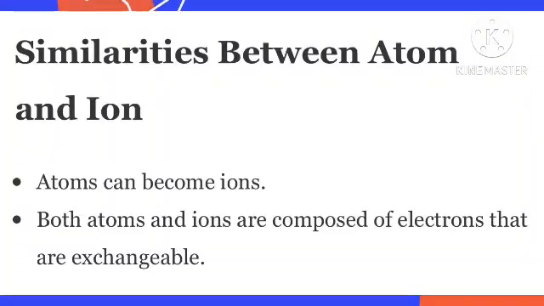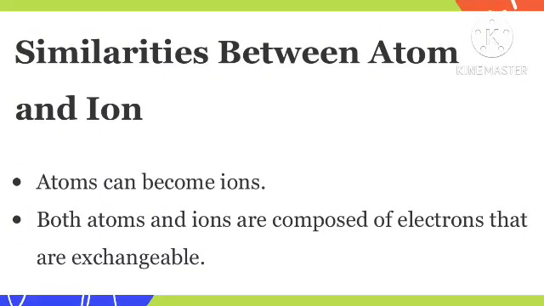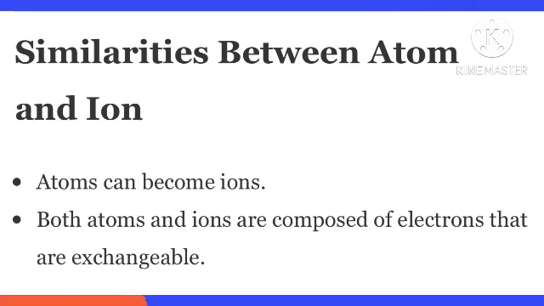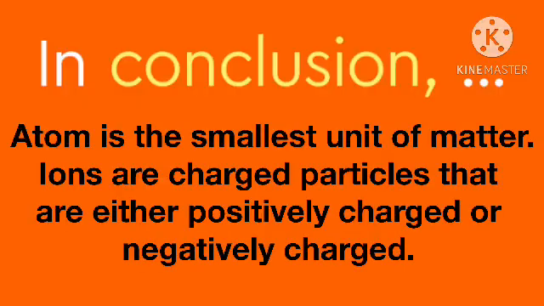Now, what do atoms and ions have in common? Atoms can become ions. Atoms and ions have electrons that can be exchanged. In conclusion, while an atom is the smallest unit of matter, ions are charged particles which can either be positively or negatively charged.